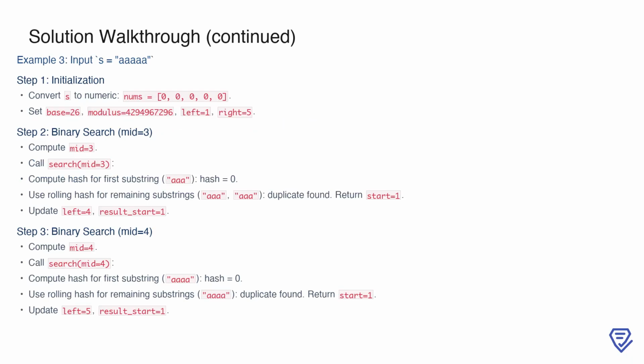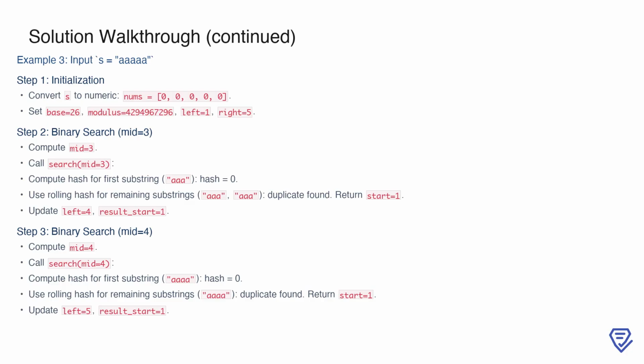For the input AAAAA, we convert the string into its numeric representation as 0, 0, 0, 0, 0. The constants remain the same, with base equals 26 and modulus equals 4294967296, and we initialize left equals 1 and right equals 5. In the first binary search iteration, the midpoint is calculated as 3.